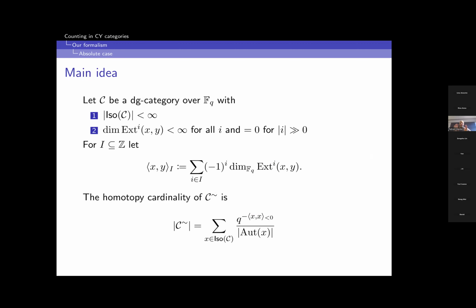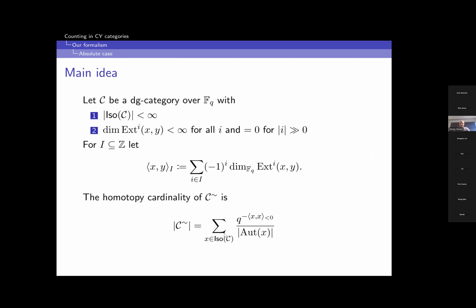I have a quick question for the DG category. The isomorphism classes, now isomorphism means in what sense? Quasi-isomorphic? Isomorphic up to homotopy, yes. Whenever I say isomorphism in a DG category, I mean it has some map which has an inverse up to homotopy. Yes. Okay. Thanks for the question.